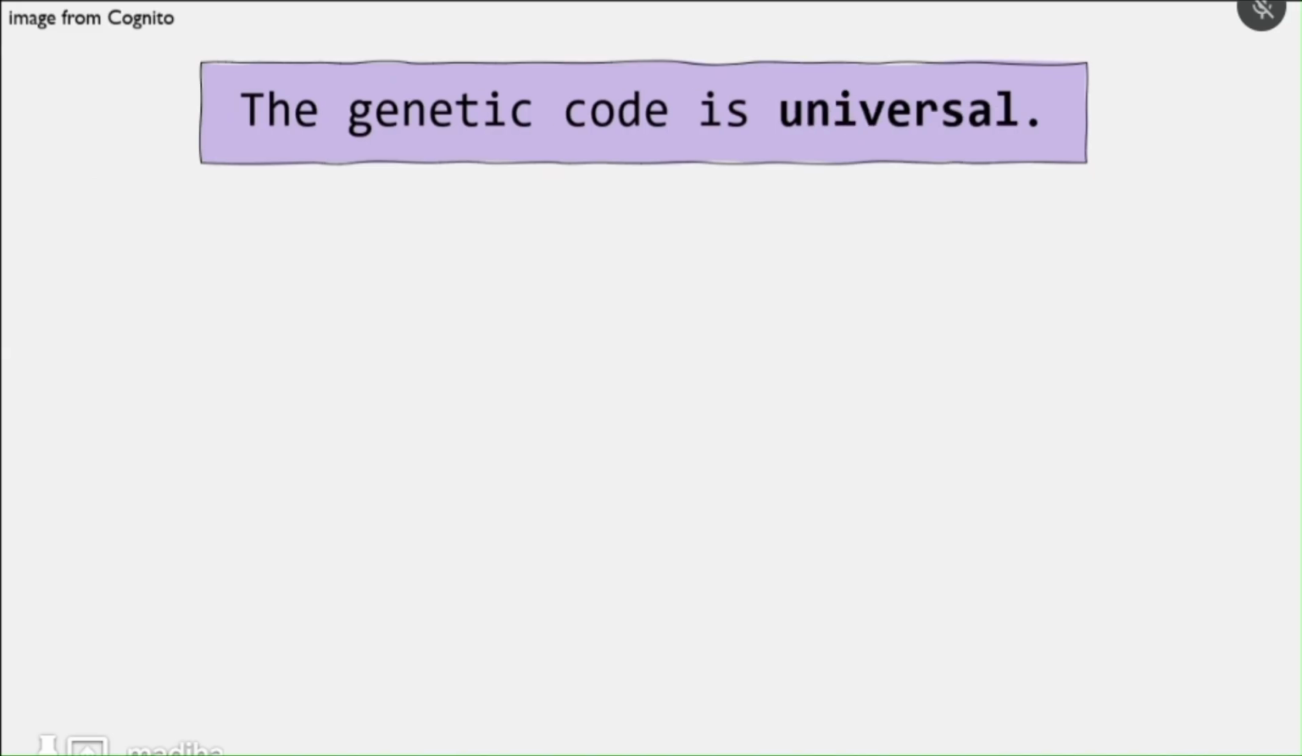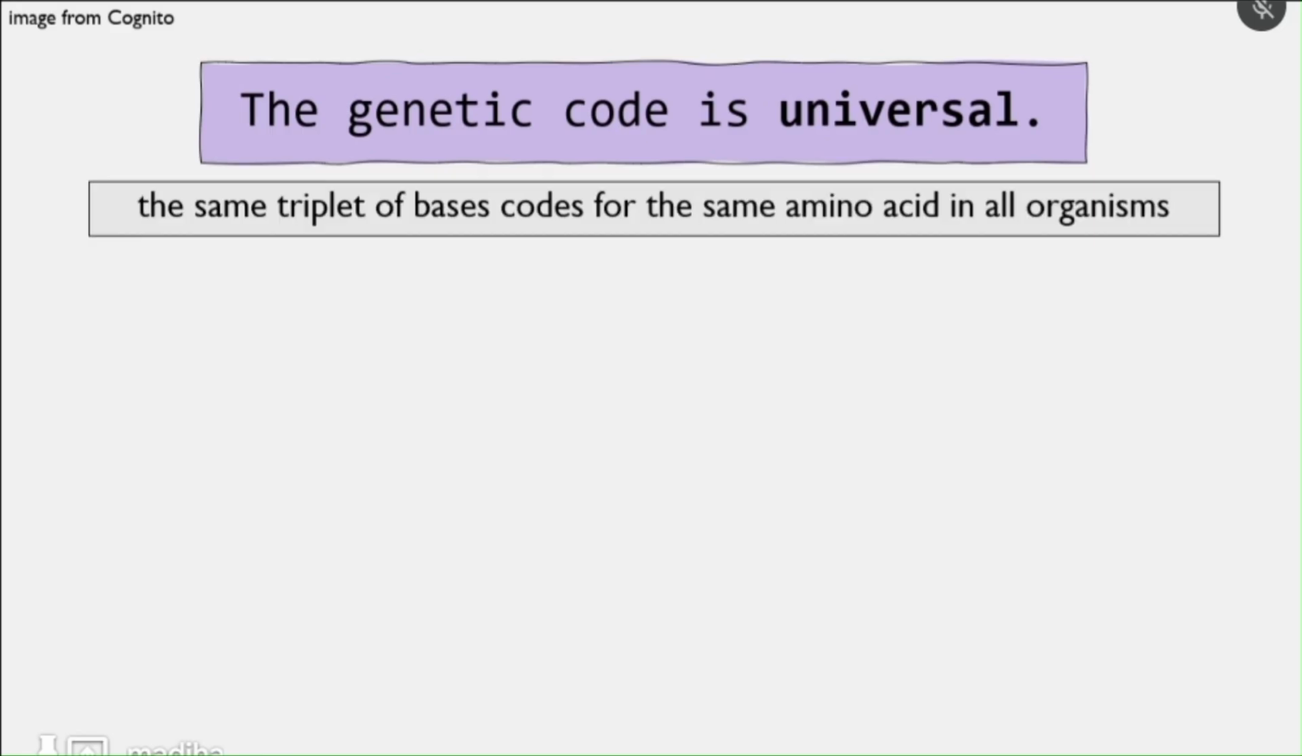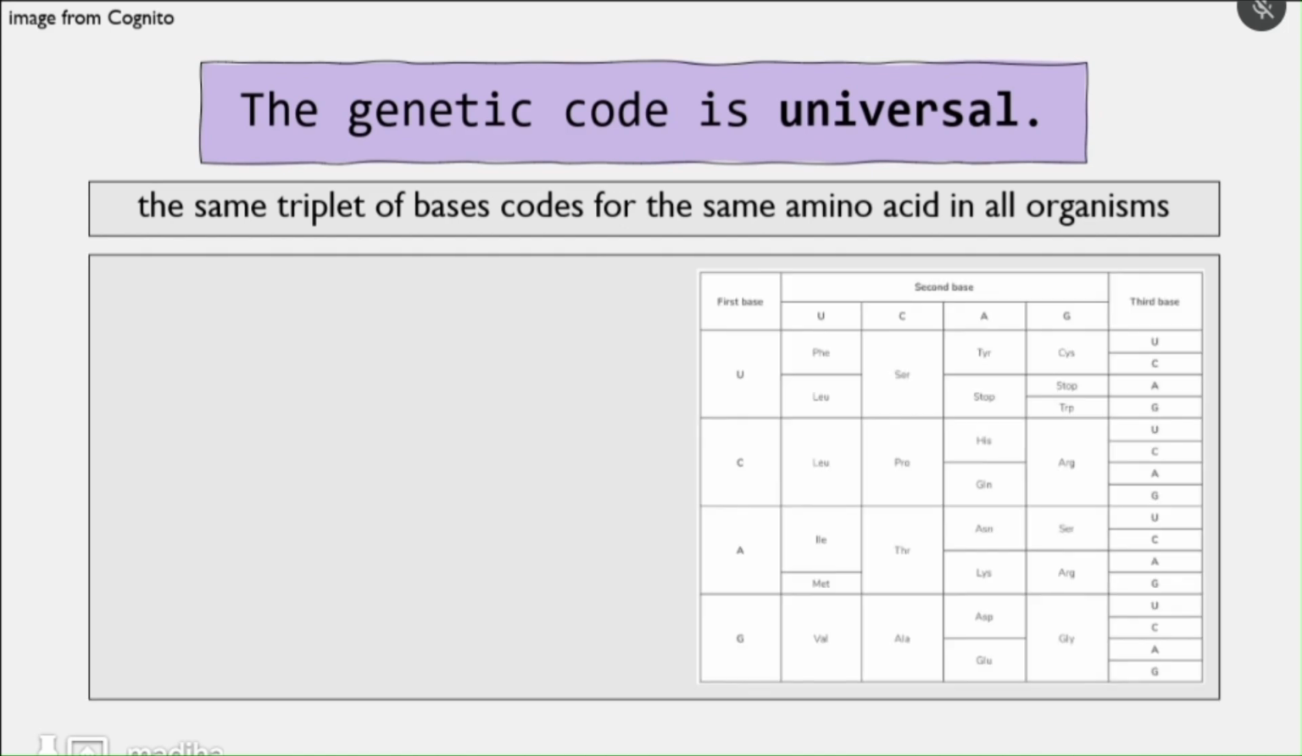So moving on to universal. The genetic code being universal essentially means that the same triplet of bases codes for the same amino acid in all organisms. So this is more straightforward. Again, we've got the same table. These 20 amino acids are essentially coded for by every organism. They always make these same amino acids.